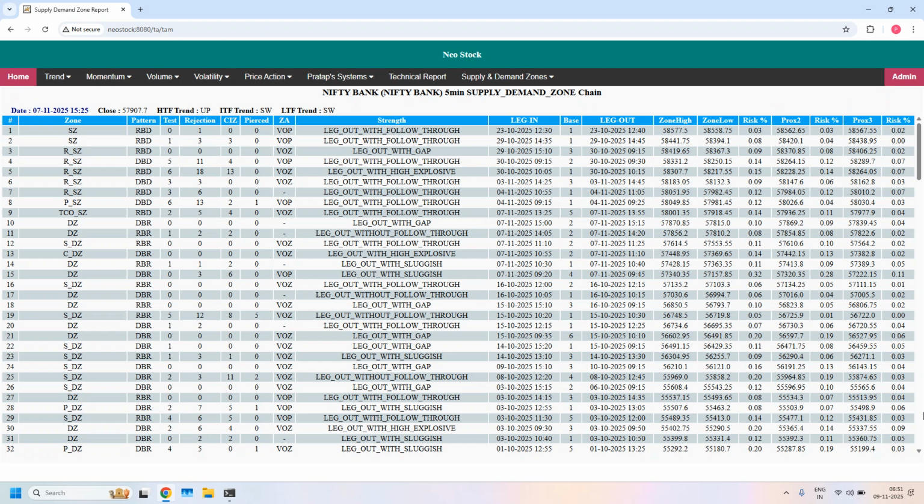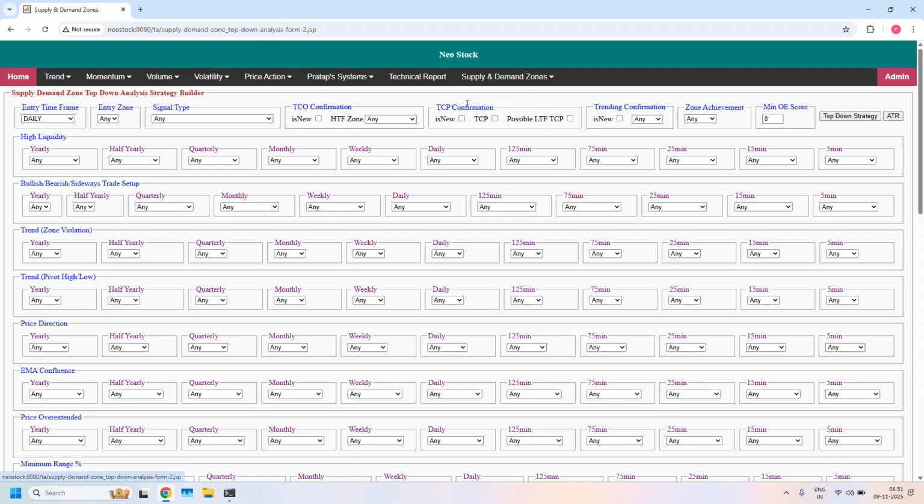Next, I am generating sideways, bullish and bearish trade setups for monthly, weekly and daily income trades. Starting with sideways long trade setup for monthly income trade, entry time frame is daily, entry zone demand zone. In bullish or bearish or sideways at a daily time frame, entry time frame, I am selecting sideways long. Zone achievement should be violated opposing zone.